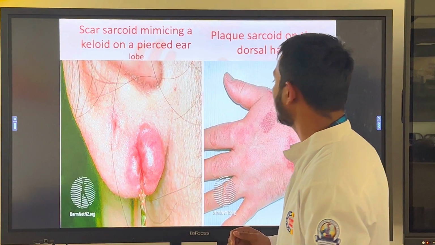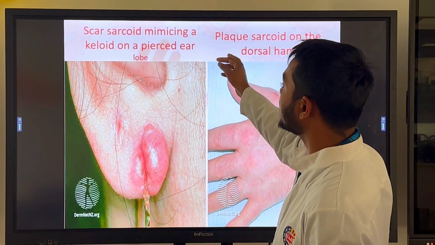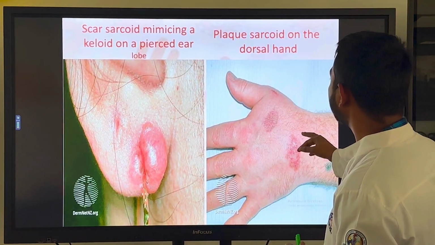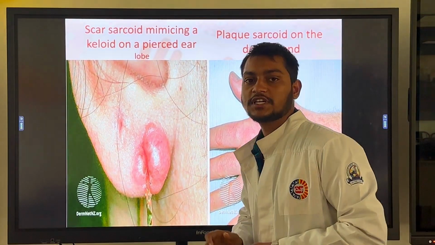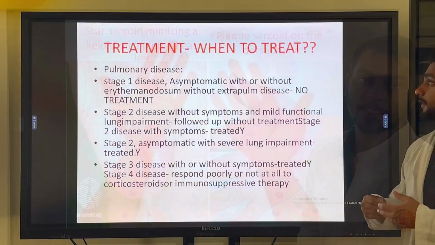And the next 2 pictures. The first picture is a sarcoid on the earlobe. And the second, you can see the papules curled on the dorsal of the hand, which is the most affected site in sarcoidosis in the picture.